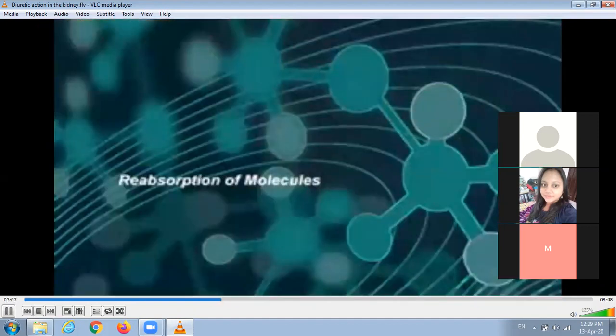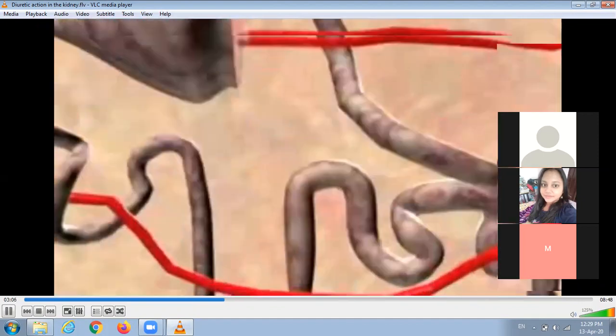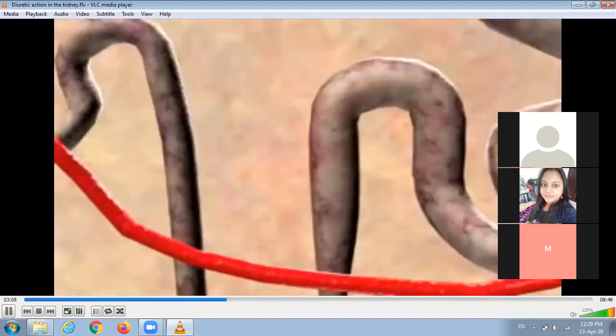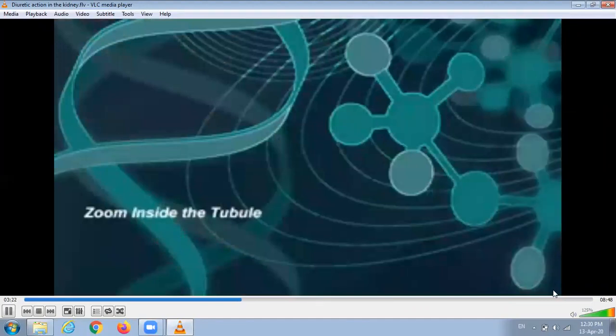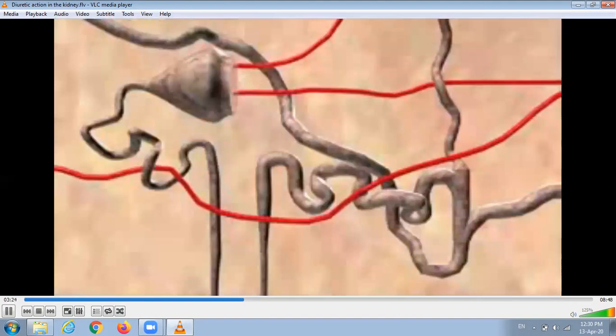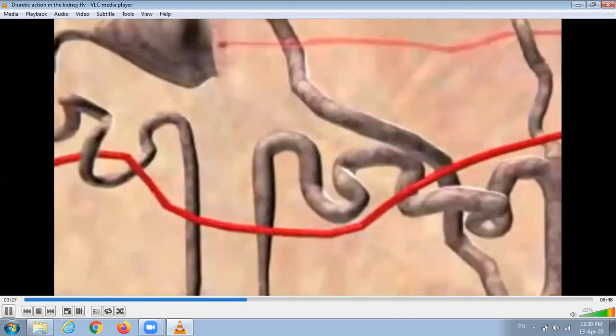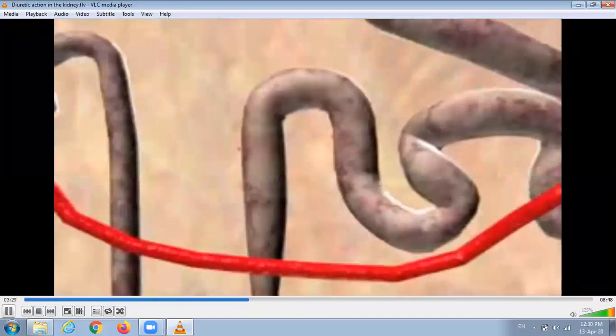At each site along the nephron tubule, certain molecules are able to permeate the wall and leak out into the interstitium. These molecules will be reabsorbed into the peritubular capillary and be returned to the systemic blood supply. Now, we will zoom inside the tubule and then show the molecular details of reabsorption. This is a single layer of cells making up the tubule wall. Ions and water molecules flow through the tubule.